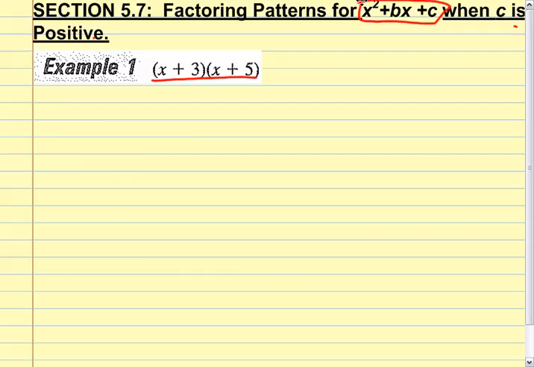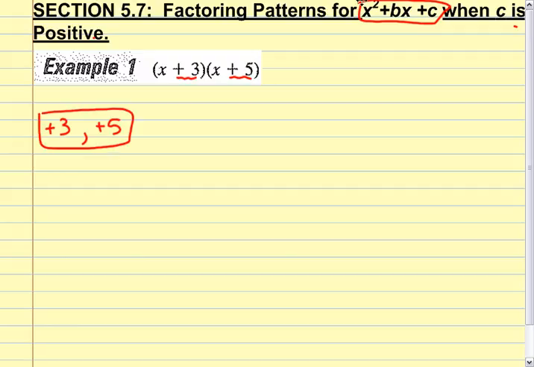When I look at this one, I've got two binomials multiplied together. I want to look at this number and this number, plus 3 and plus 5. I'm going to write them over here for the moment. I'll put a comma between them. They're going to come back into play in a minute when we're looking at factoring.